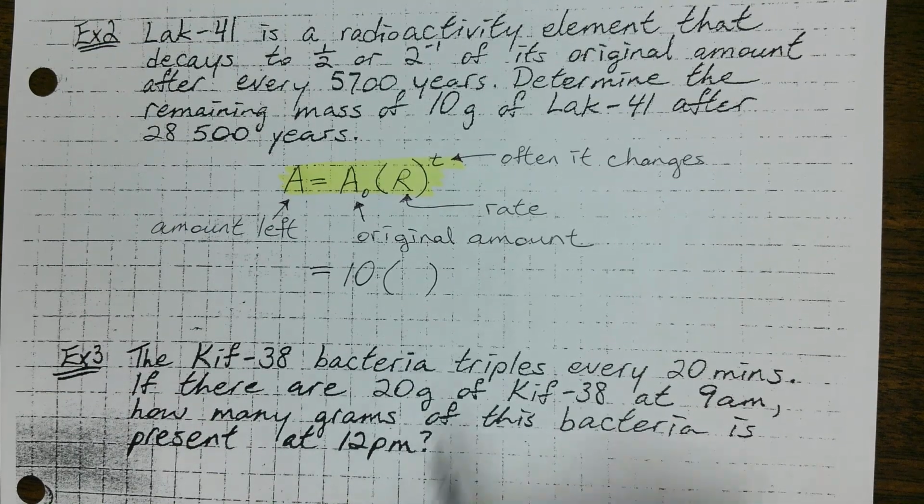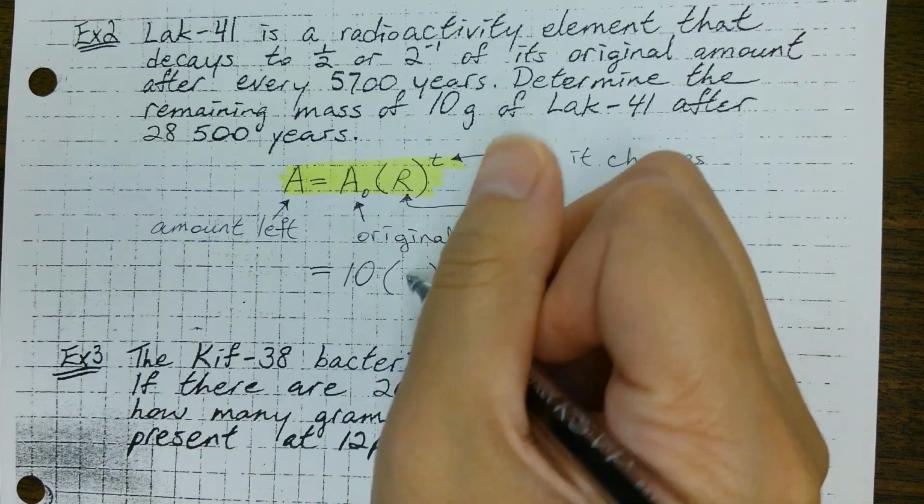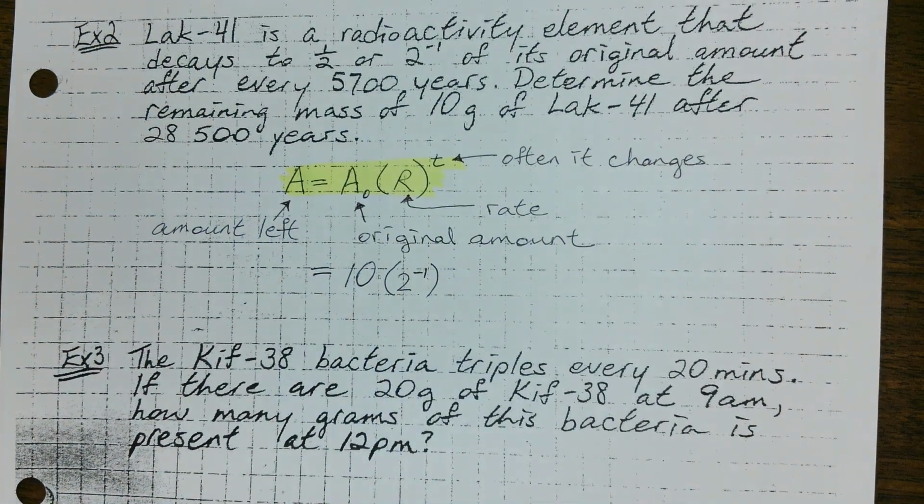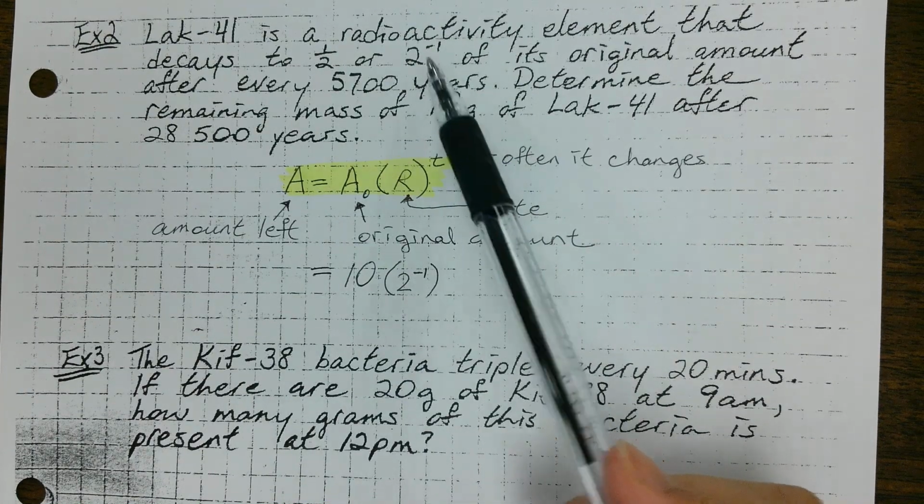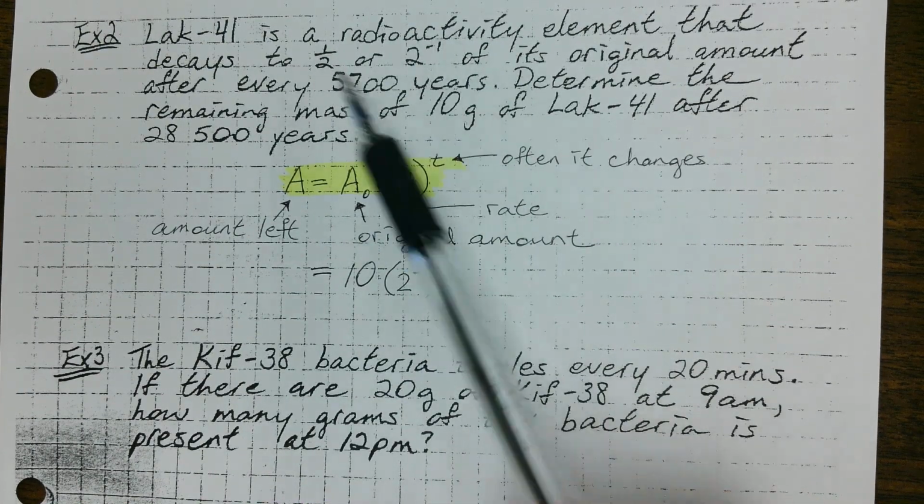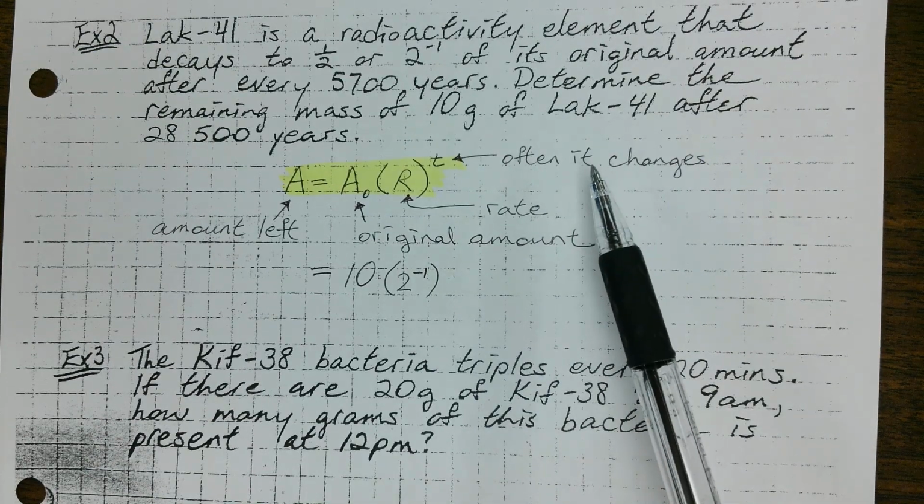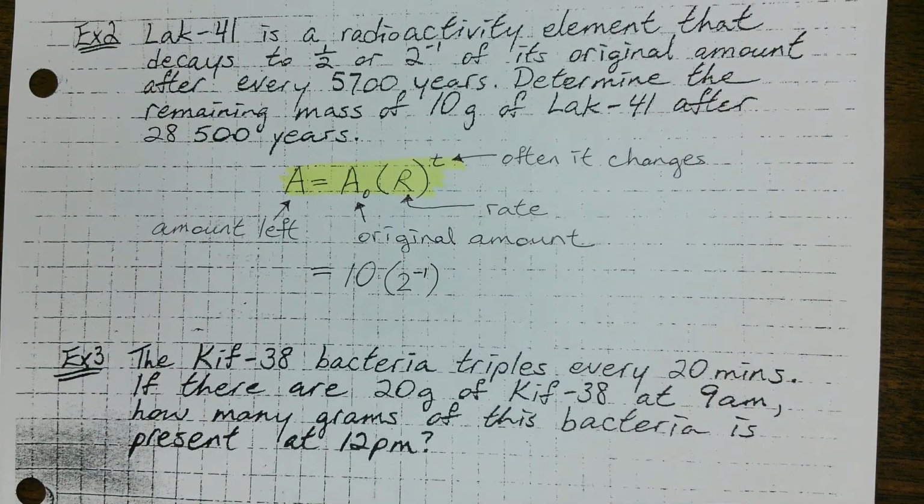Sorry? 1/2. Yeah, 1/2 or 2 to the negative 1. So I'll write 2 to the negative 1 right here. It's the same thing. 1/2 and 2 to the negative 1 is the same thing. So we write it like this. And how many times did it change?